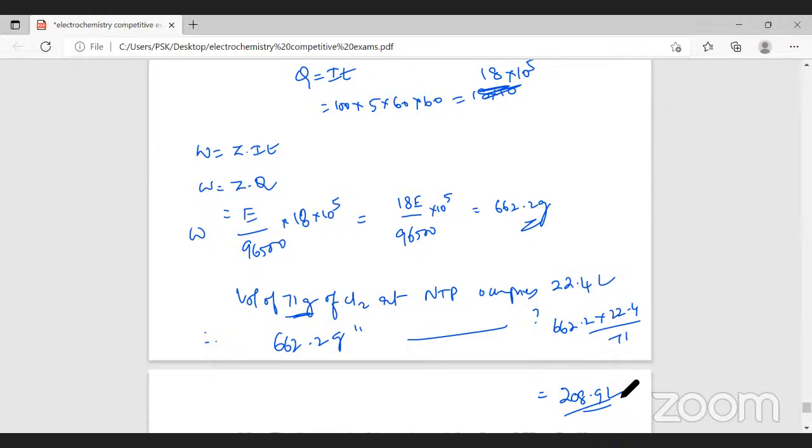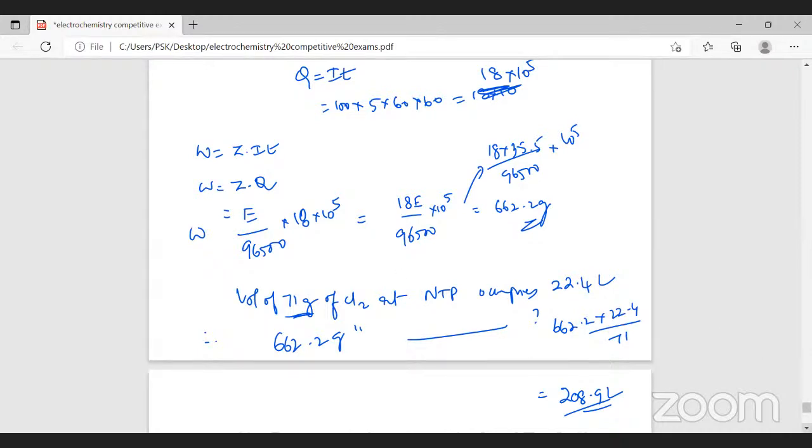Did you follow this problem? Yes, sir. You didn't ask me what this E is. E is the equivalent mass of chlorine, so I didn't mention it. It's 18 into 35.5 divided by 96,500 into 10 to the power 5. Equivalent mass of chlorine is 35.5 because valency of chlorine is 1. So atomic mass of chlorine divided by valency is equivalent mass. So it's 35.5.